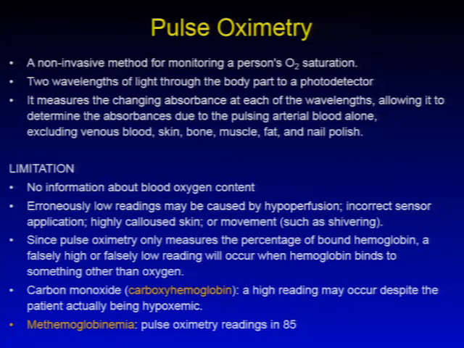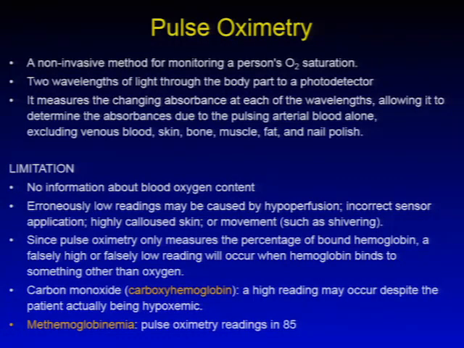There are several limitations. One is that you cannot get the blood oxygen content information from pulse oximetry, and sometimes it provides low readings with hypoperfusion, incorrect sensor application, highly colored skin, or movement, such as shivering. And since pulse oximetry only measures the percentage of bound hemoglobin, a falsely high or falsely low reading will occur when hemoglobin binds to something other than oxygen.